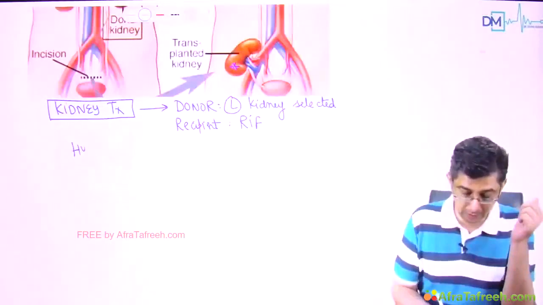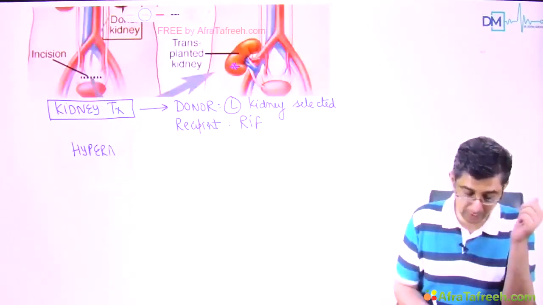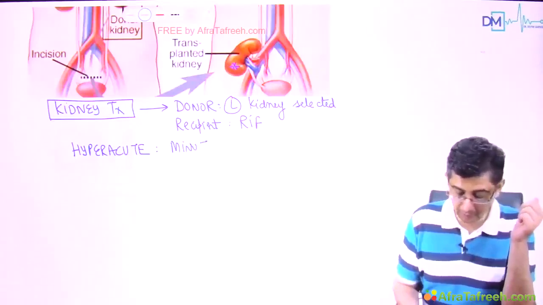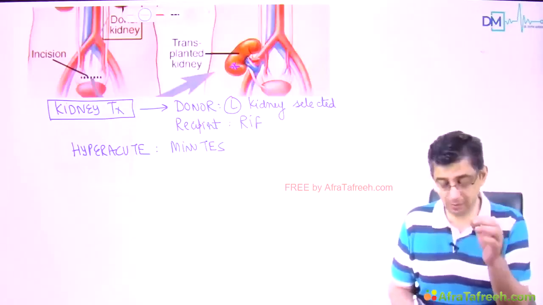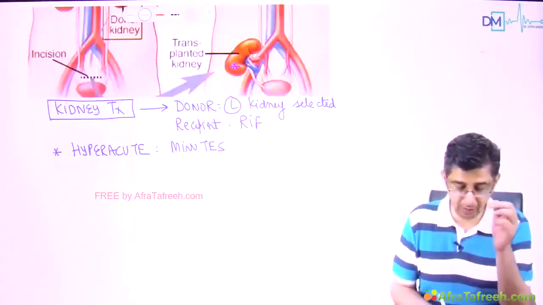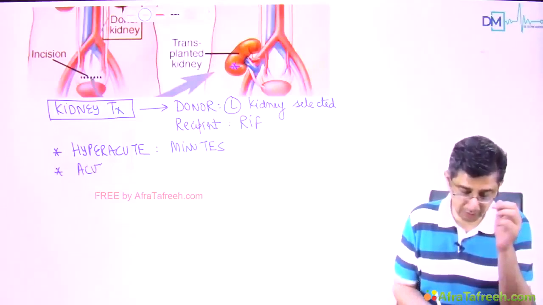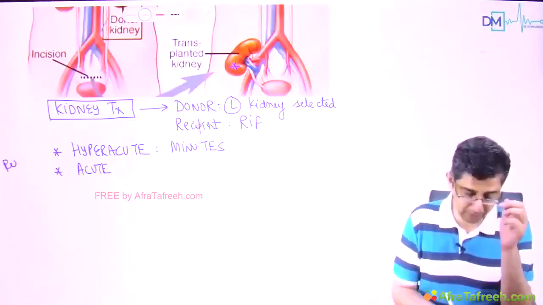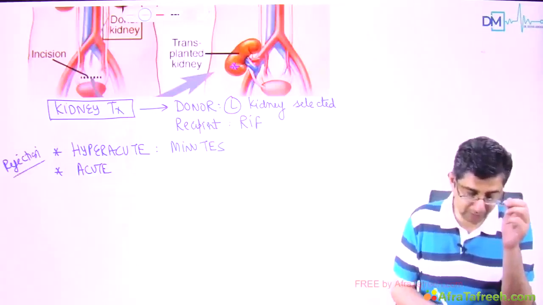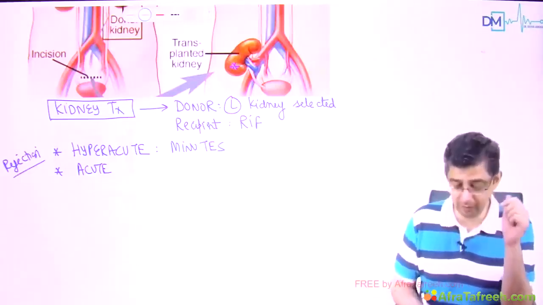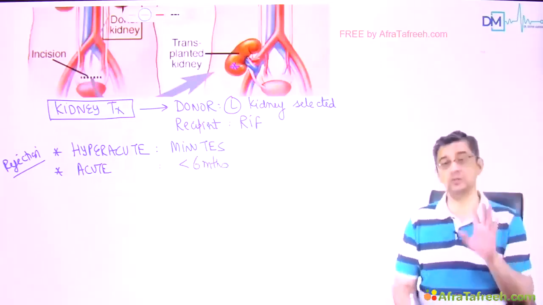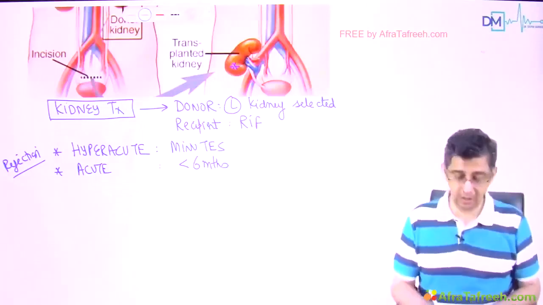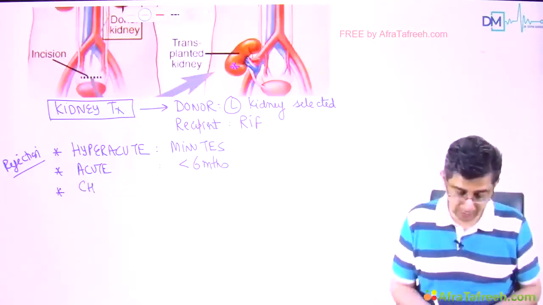And there can obviously be chances of rejection: hyperacute rejection, acute and chronic rejection. Hyperacute rejection will usually occur within minutes, because the moment you establish the vascular anastomosis between the donor and the recipient, the new kidney will definitely fail. But when it comes to acute rejection of the kidney, it is an example of type 4 hypersensitivity reaction. Remember my words, it will occur within weeks to months, that is within 6 months. It is not 4 weeks, it is weeks to months onwards. And chronic rejection will obviously occur after 6 months.